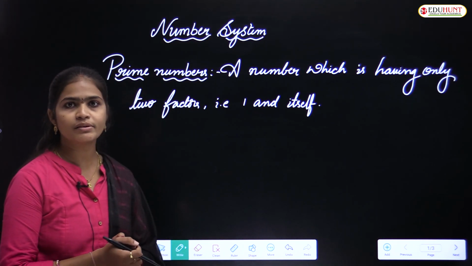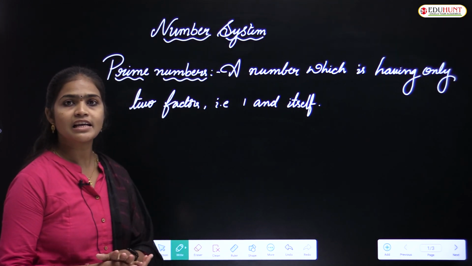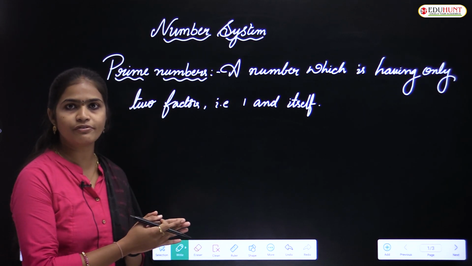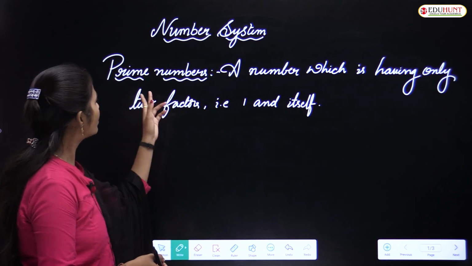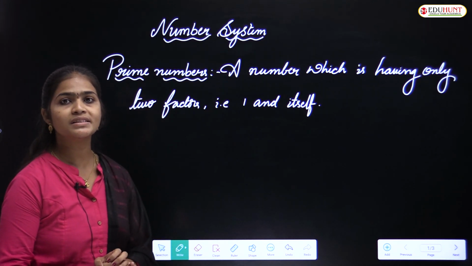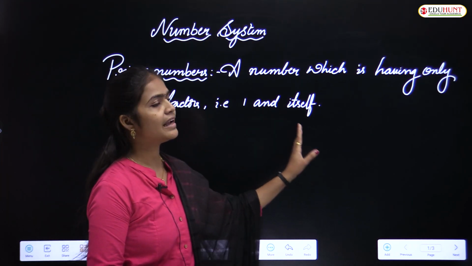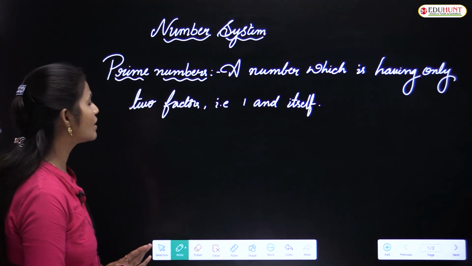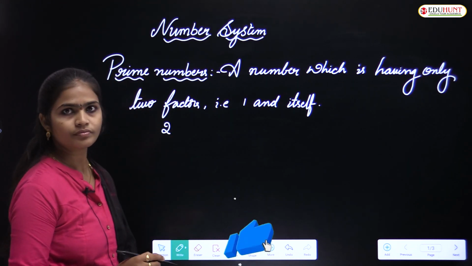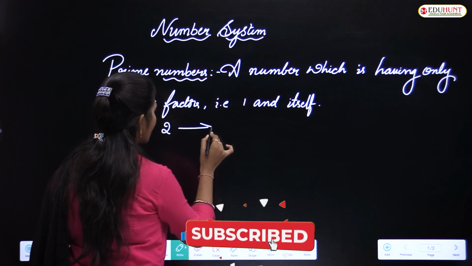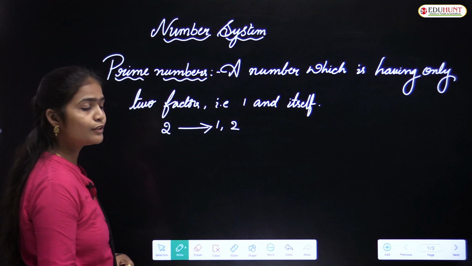One is a factor of every number, so 1 is the common factor, and the number itself is also a factor of the given number. So by using those 2 properties, prime numbers means a number which is having only 2 factors, those 2 being 1 and itself. That type of numbers are known as prime numbers. So the first prime number is 2. Observe the factors of 2: 1 and 2.